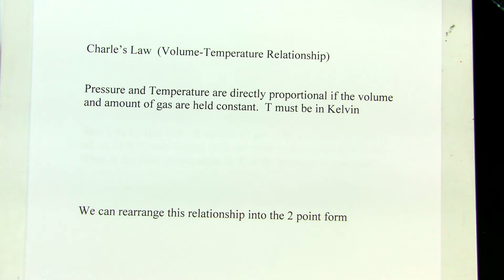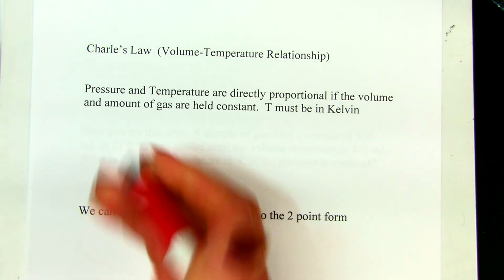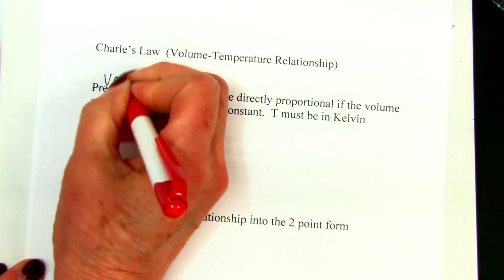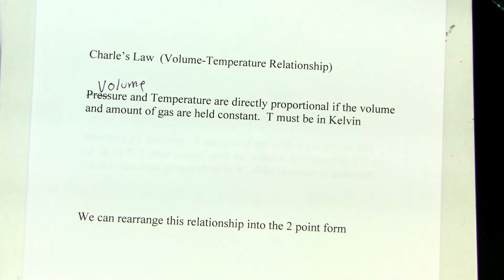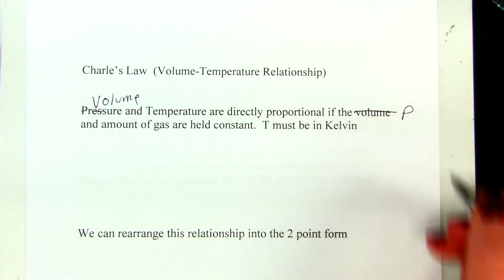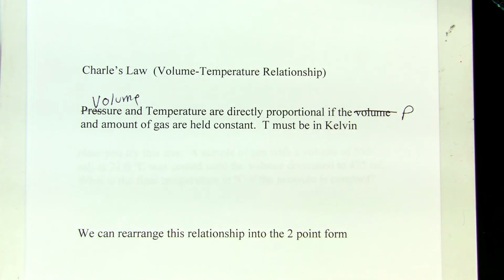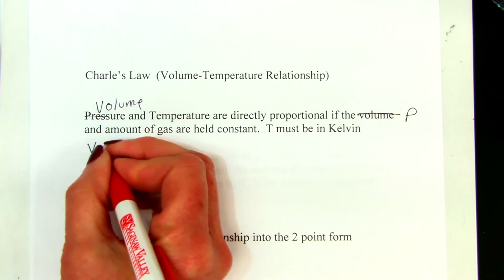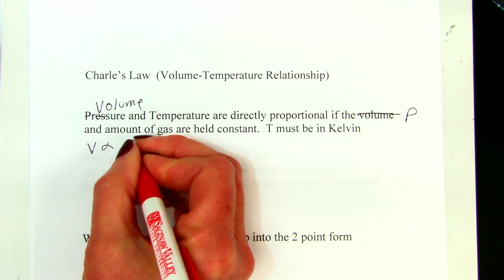So, pressure and temperature of a gas, what am I doing here? Volume and temperature of gas, not pressure and temperature. The volume and the temperature are directly proportional if we hold the pressure and the amount of gas constant. I got those two switched around when I typed this. So we say when we're looking at this that volume is directly proportional to temperature.